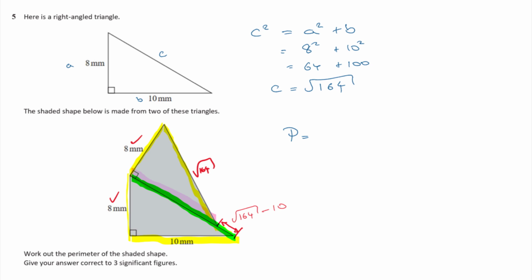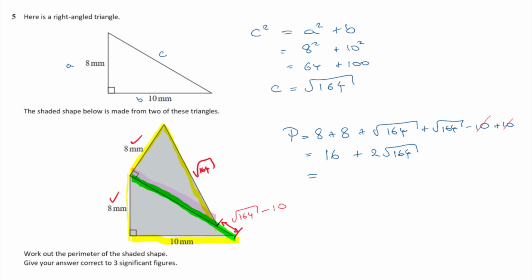Okay, so then the perimeter of our shape is going to be all those sides added up. Now we know what they all are. So I've got 8 plus root 164 plus root 164 minus 10 plus 10. Okay, right, so what we've got there, I'm just going to cancel those off straight away. Minus 10, 10 cancel. I've got 2 lots of 8, so that makes 16, and I've got 2 lots of root 164, so 2 root 164.